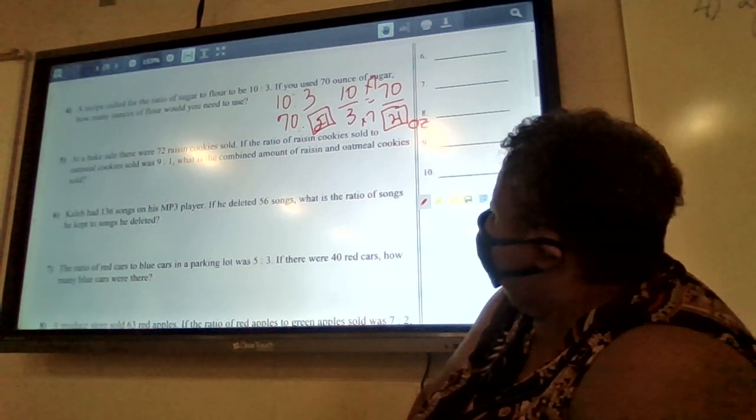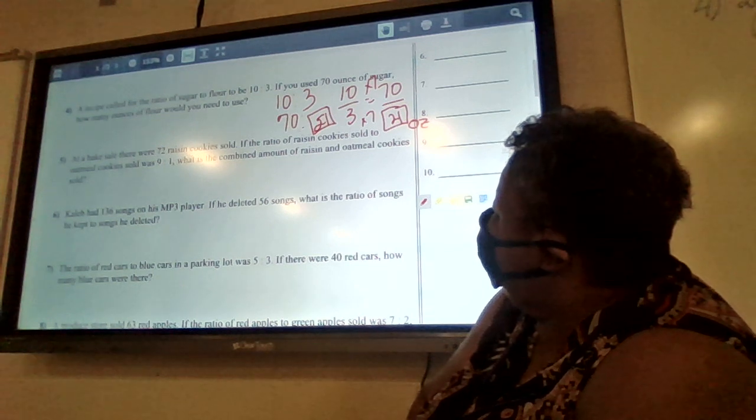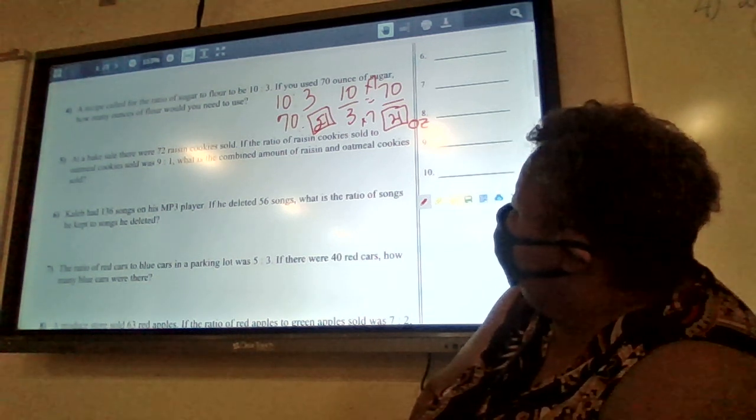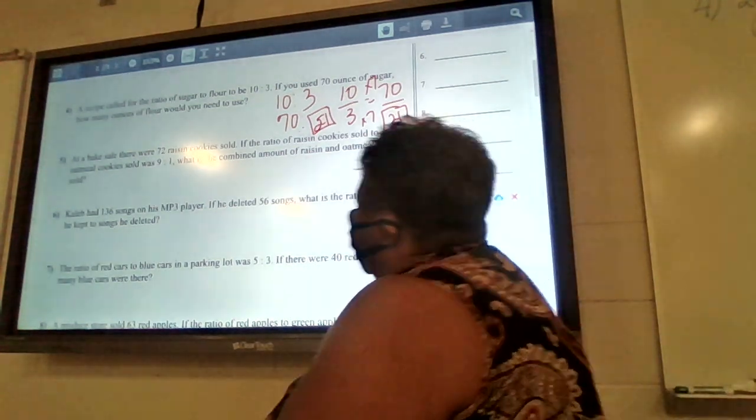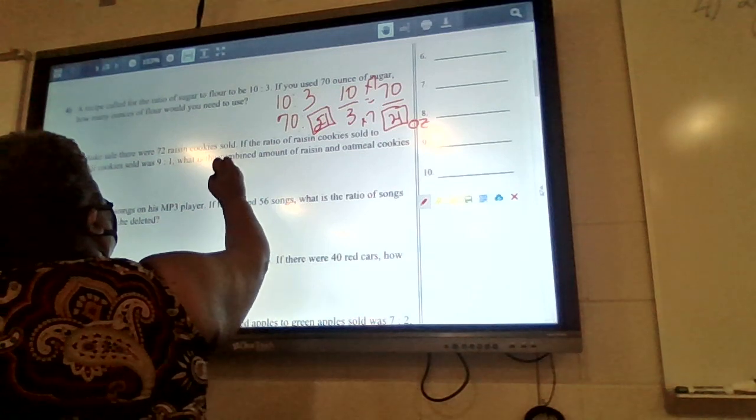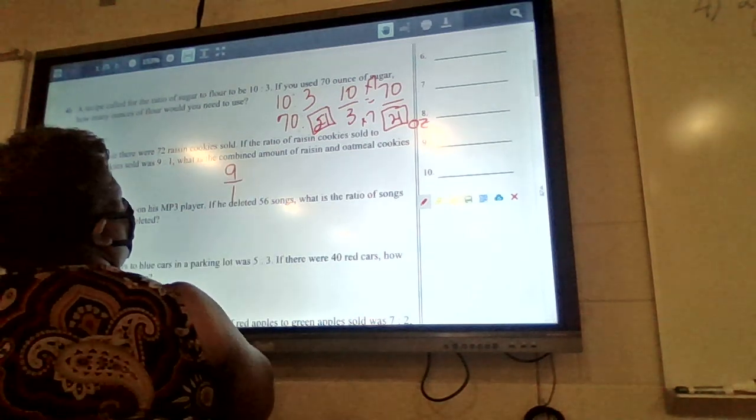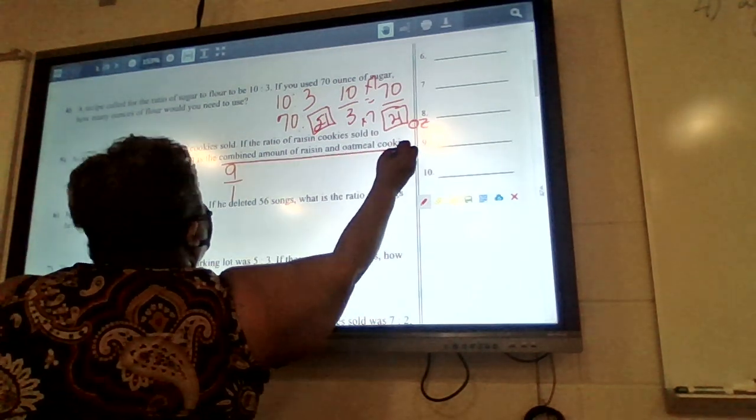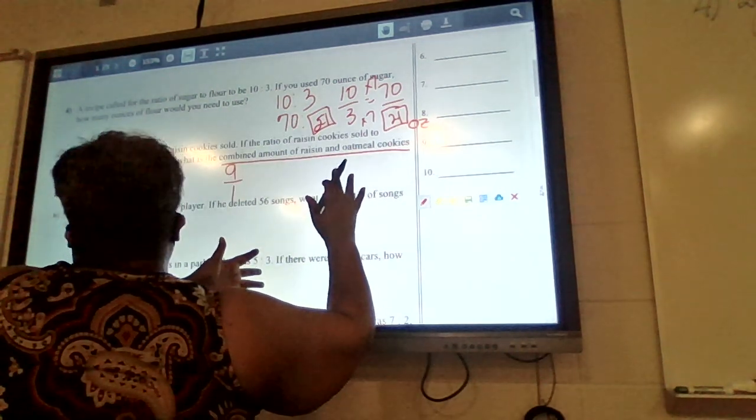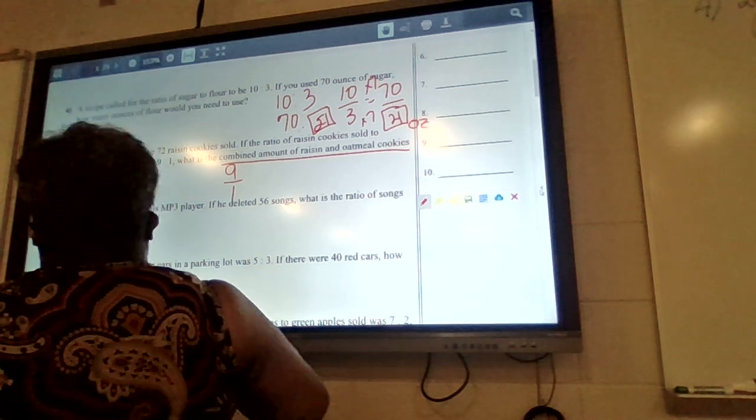At a bake sale, there were 72 raisin cookies sold. So the ratio of raisin cookies sold to oatmeal cookies was 9 to 1. What is the combined amount of raisin and oatmeal cookies sold? So first we have to figure out the equivalent ratio, and then we have to add them together.